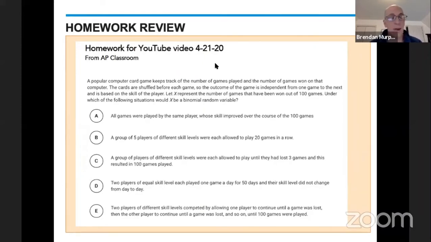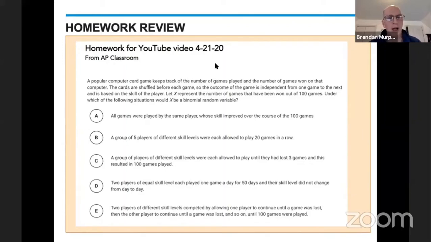You win or lose. The cards are shuffled before each game, so the outcome of the game is independent from one game to the next and is based upon the skill of the player. Okay, that makes sense. I like that independent word. Let X represent the number of games that have been won out of 100. So we're playing just 100 games, a total of 100. That's a finite number. So I'm leaning towards binomial here, but let's keep reading.